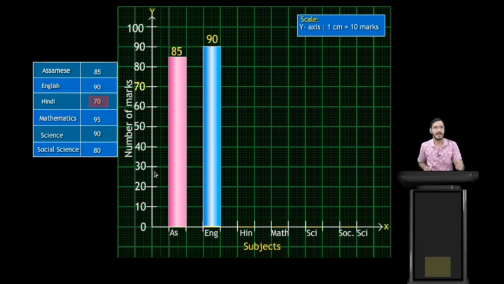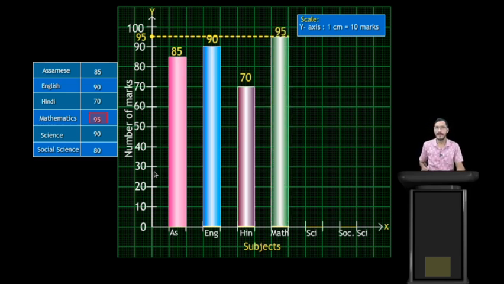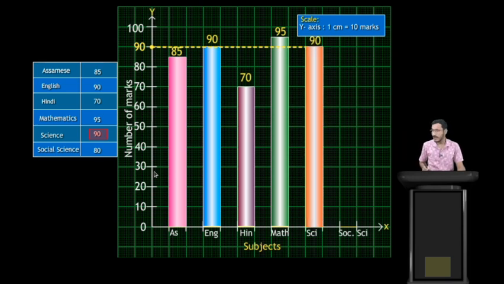Next one, Hindi 70. Again, taking 70 height on the y-axis, you can see, and you can draw a bar. Similarly, mathematics 95 marks, so taking 95 as height here, and you can see the bar of 95. Then science, the marks in the science subject, that is 90. So taking 90 as height, construct a bar on the science subject. Then social science, again 80.